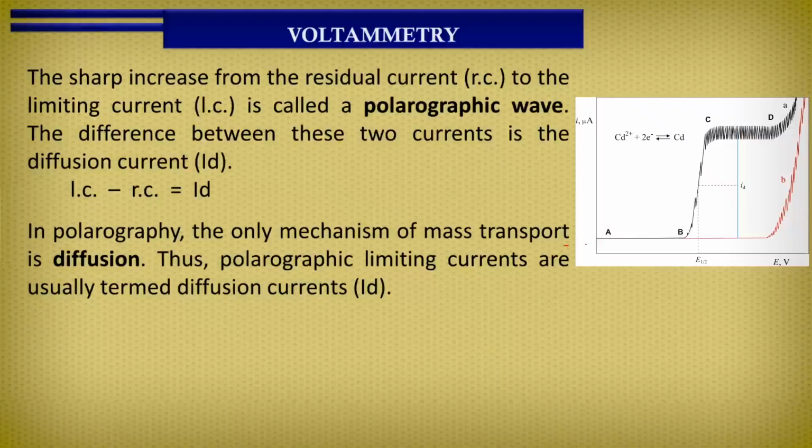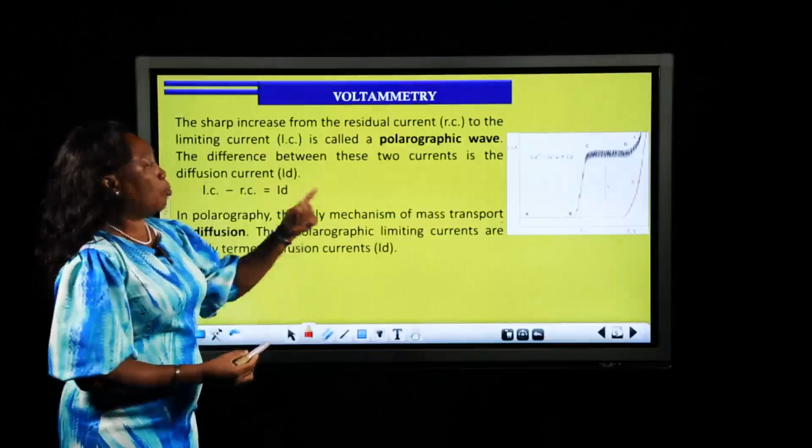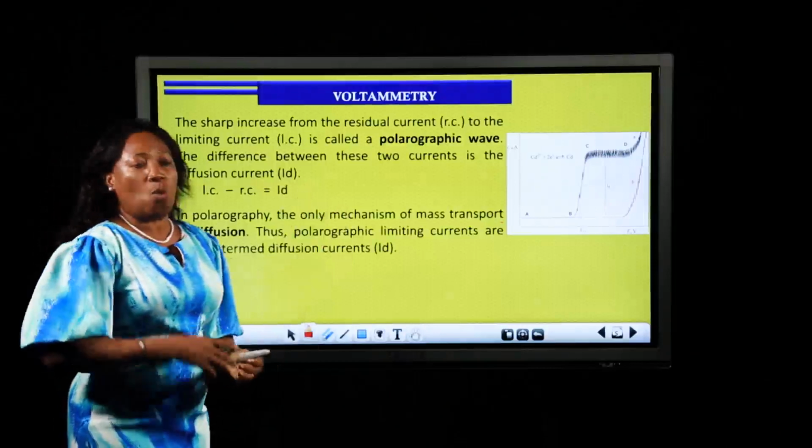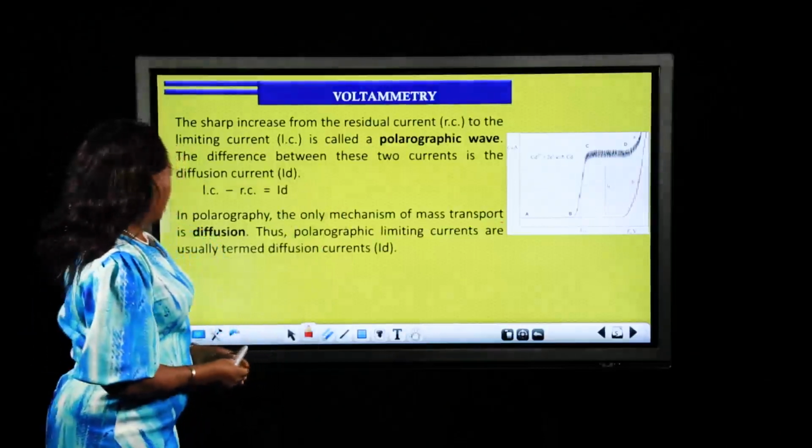You can see that from A to B, we have the current being constant, sort of. That is the residual current. As we detect our electroactive species, which is the reduction of the cadmium ion to cadmium metal, you can see that the current begins to rise, and then stabilizes. This is our polarographic wave. So we say the sharp increase from the residual current to the limiting current, which is the current above, is called a polarographic wave. And this is what we obtain when we do our polarographic analysis.